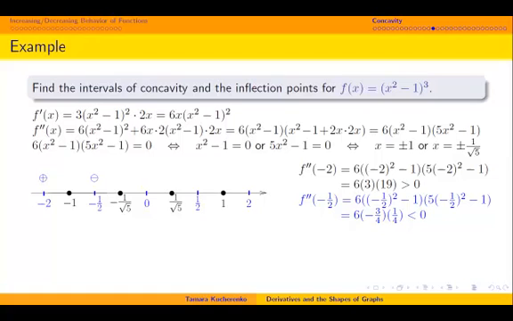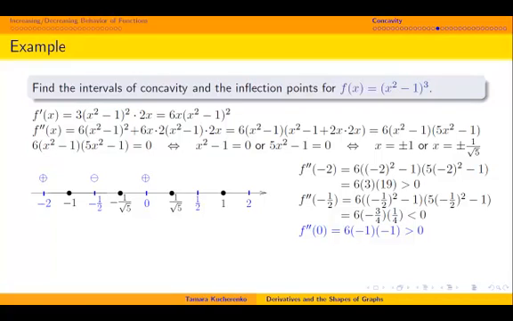The next test point is 0. We compute the second derivative at 0. f double prime at 0 equals 6 times -1 times -1, which is positive. Therefore, f double prime is positive on the interval from -1 over square root of 5 to 1 over square root of 5. We write a plus sign above this interval.